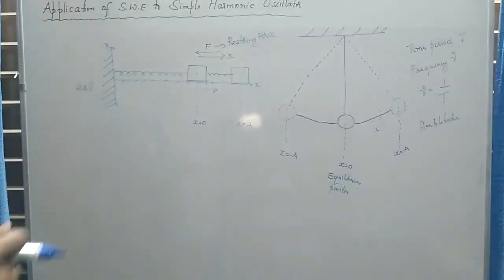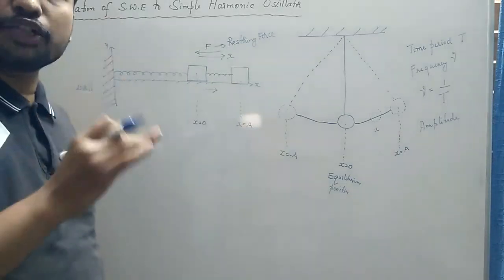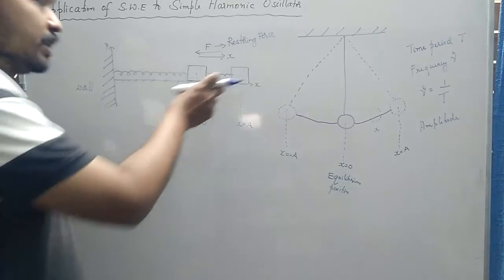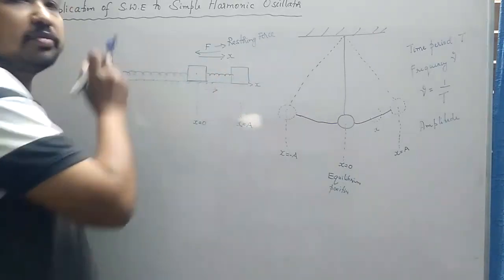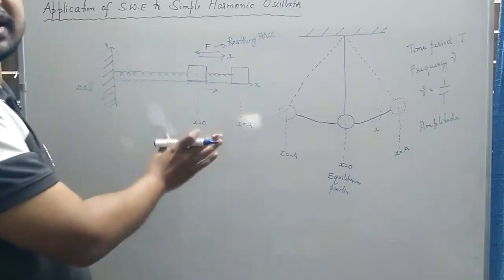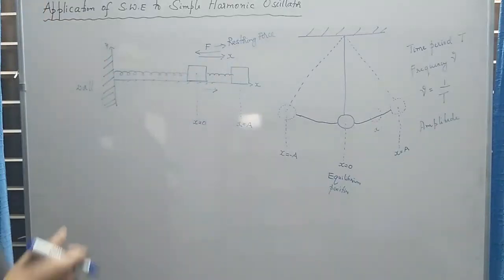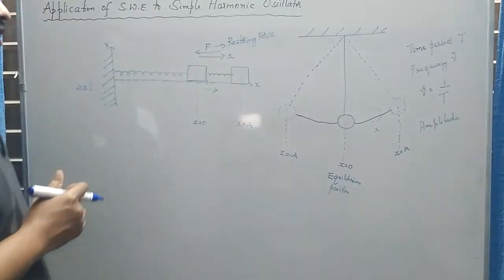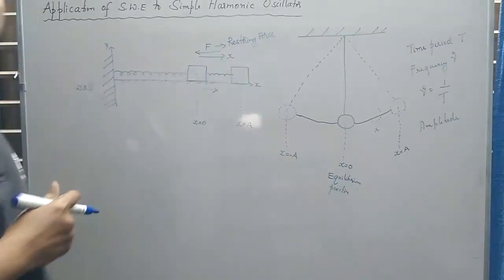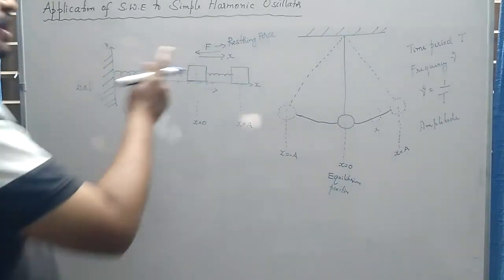Okay, why is it called a restoring force? Because it is trying to restore the equilibrium condition. It is trying to bring back the object to the equilibrium position so that the spring would remain in its natural length or natural state. So when the object is displaced to the right, there is a force acting to the left.